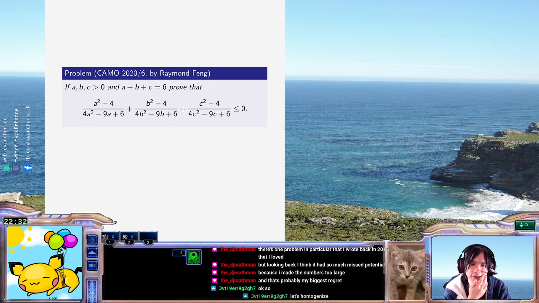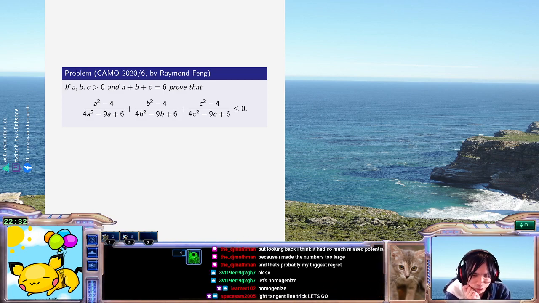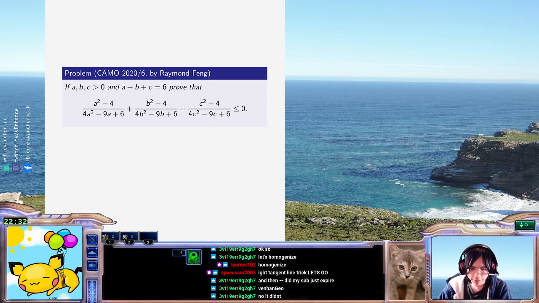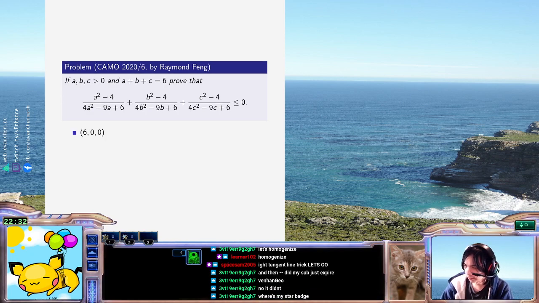Okay, so 2, 2, 2 is an inequality case, but I'm curious if there's any others. I somehow have a feeling that there might be more. Before we use the tangent line trick, I'm going to try some other things, because something feels off to me. So 3, 3, 0. Actually, let me try 6, 0, 0 first. Okay, you know what? I'm too tired from that China TSC problem. I'm just going to use Python.